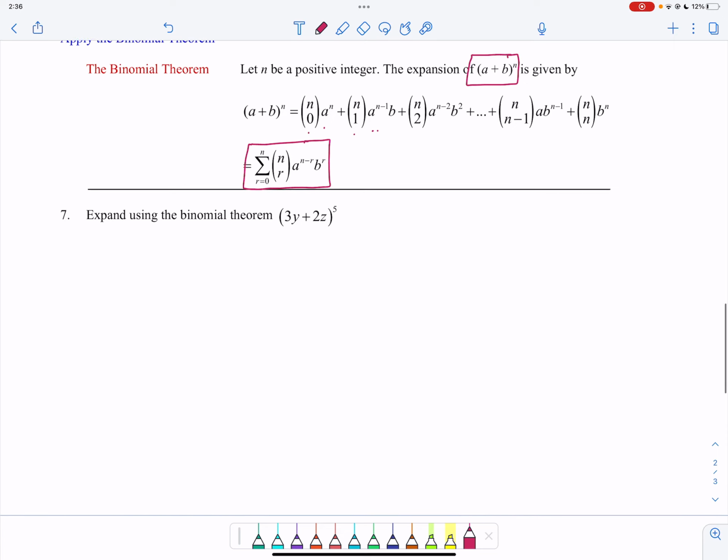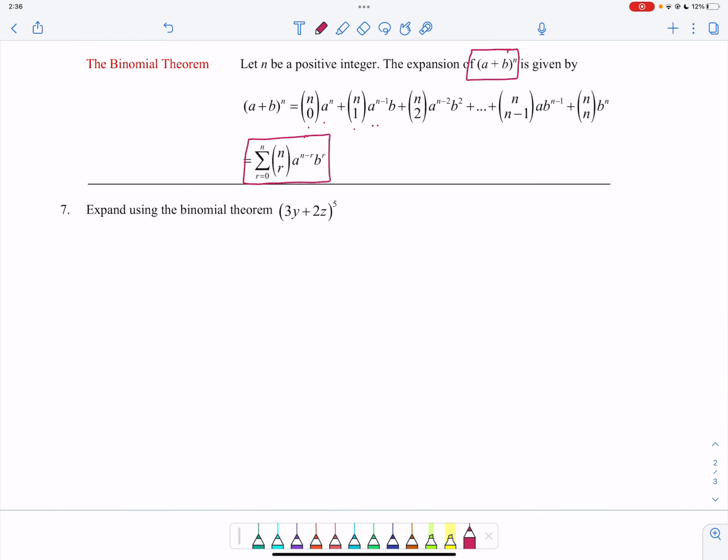So let's give it a try. We're going to expand 3y plus 2z all raised to the 5th power. So we're going to have 5 choose 0, and we're going to have 3y all to the 5th power. Now we will have 5 choose 1. This time 3y is to the 4th power, and we're going to have 2z to the 1st power, and so forth.